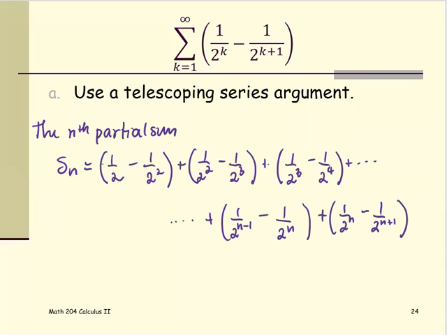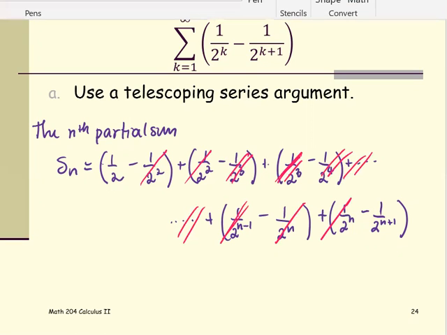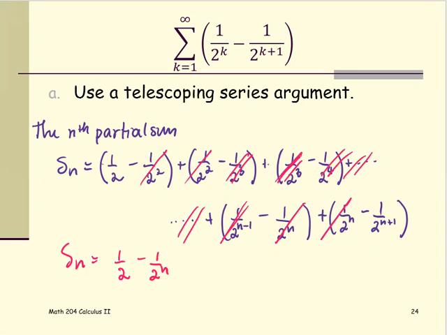Look for the terms to cancel. See, negative 1 over 2 to the second and 1 over 2 to the second cancel. Negative 1 over 2 to the third and 1 over 2 to the third cancel. So the terms next to each other cancel out, and Sn is simplified to be 1 over 2 minus 1 over 2 to the n plus 1.